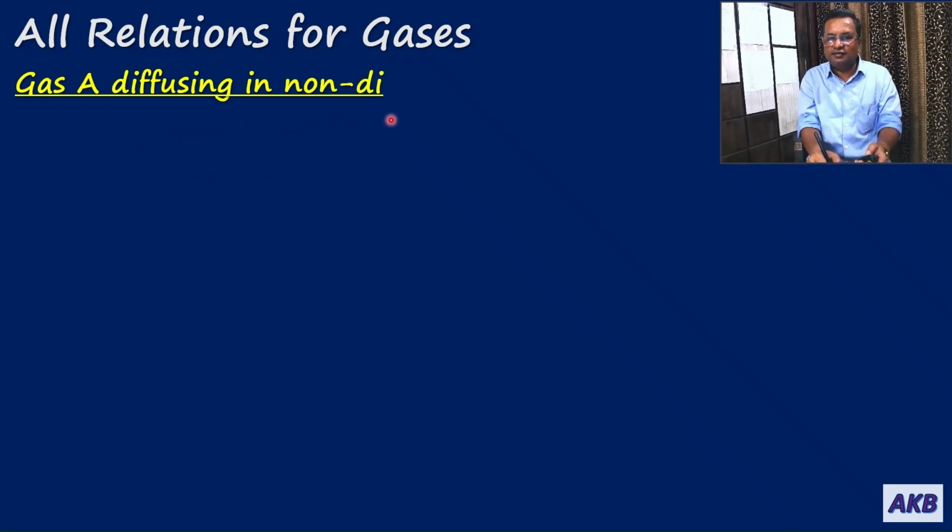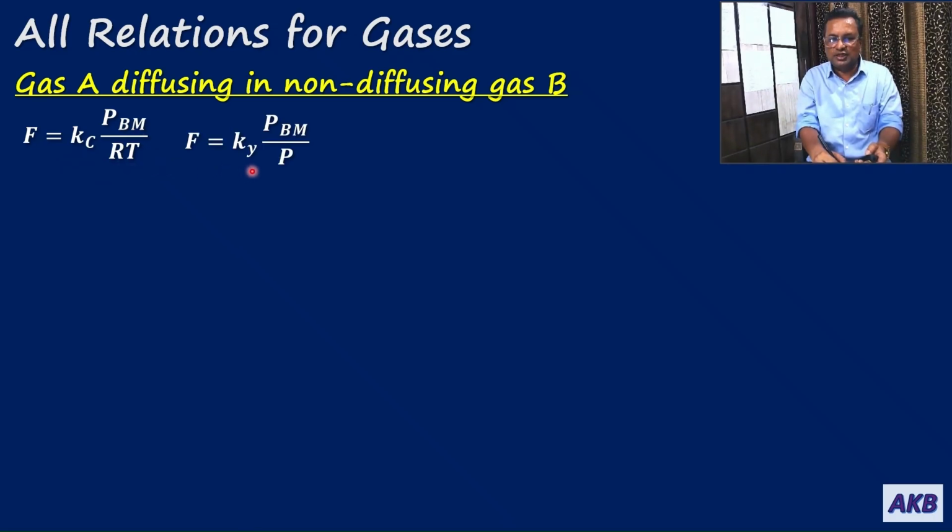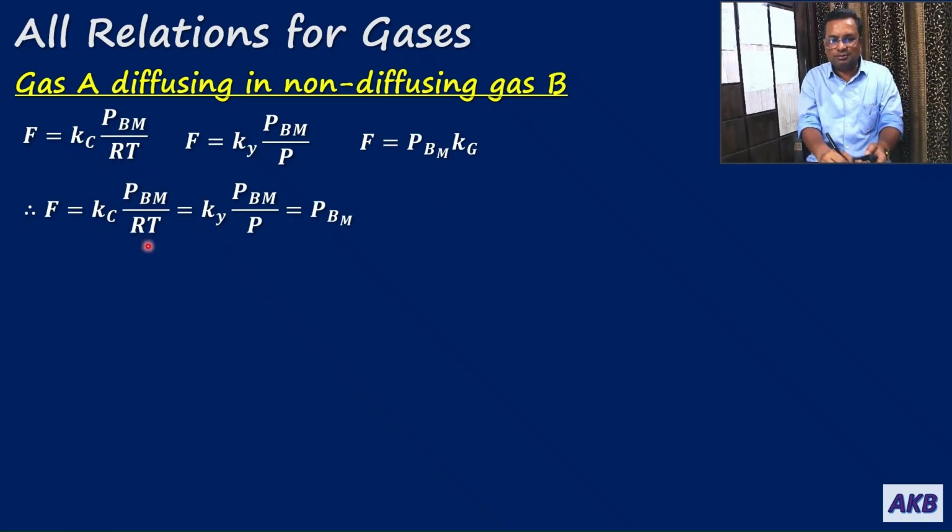For gas A diffusing in non-diffusing gas B, we have F is equal to K_c into p_BM by RT. Then F is equal to K_y into p_BM by P, and F is equal to p_BM into K_G. That is, F is equal to K_c into p_BM by RT is equal to K_y into p_BM by P is equal to p_BM into K_G. So this is how different K-type mass transfer coefficients are related with F.